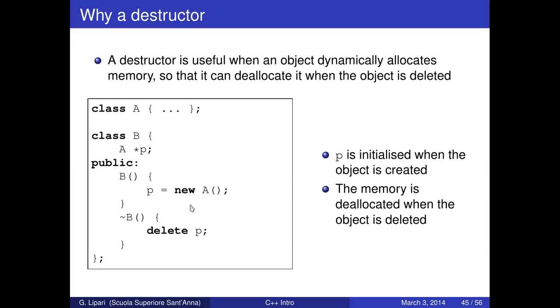And this means that if this memory is not deallocated properly, when an object of type B goes out of scope, we actually lose the reference to this memory, and so we have what is called a memory leak. So to avoid memory leaks, always remember to deallocate objects that you allocated during your lifetime.